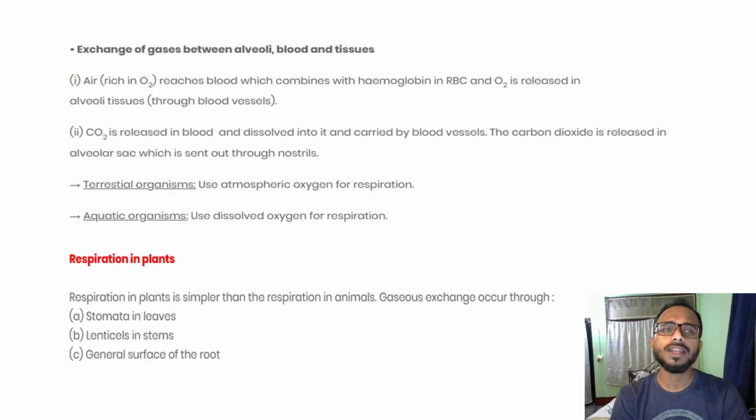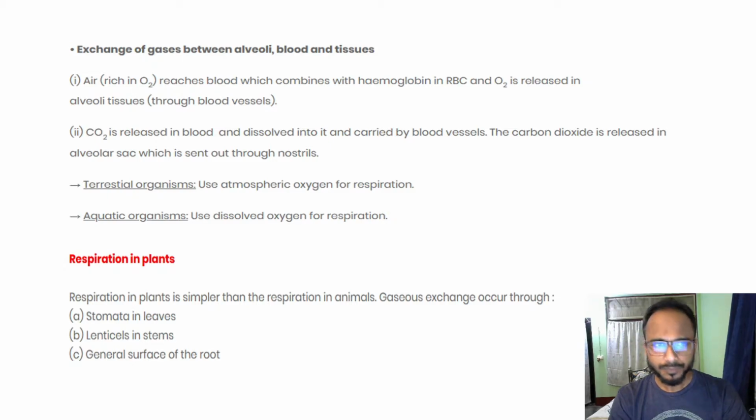That means, when I take in air, it has a lot of oxygen. So that oxygen will mix with hemoglobin, that is, our blood, in red blood corpuscles, and oxygen is released into the tissues for our growth. We all know this. Carbon dioxide is released in blood and dissolved into it and carried by blood vessels. The carbon dioxide is released in the alveolar sac, which is sent out through the nostrils.